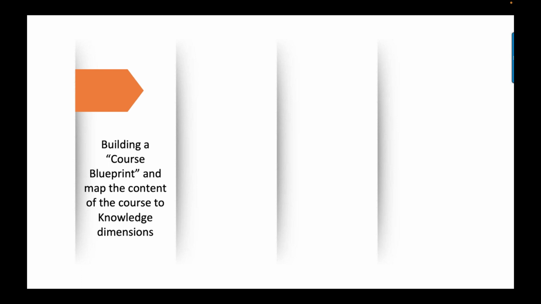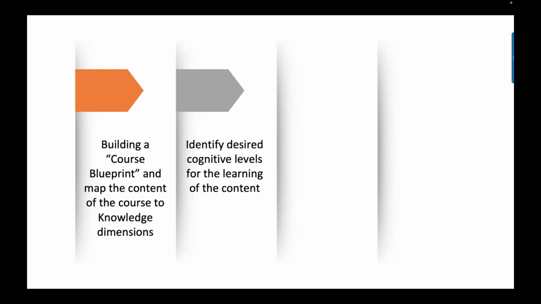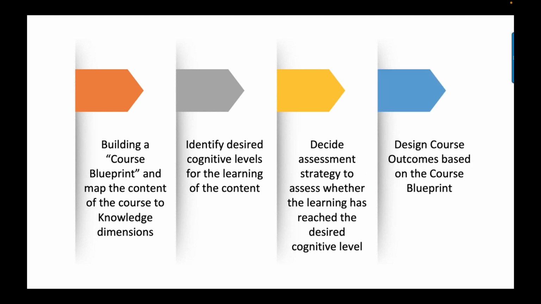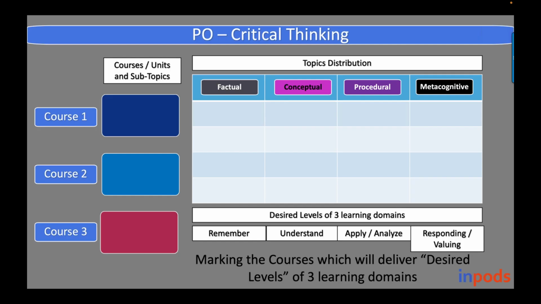So there are multiple courses, right, which are going to contribute to achieving the critical thinking PO. So we'll look at one course of that. We'll do the analysis of the content of that, and then we'll think about the outcomes to be designed and the questions to be designed for that. We have already identified the desired cognitive levels in the earlier steps, right? Then we'll decide the assessment strategy, and then we will design the course outcomes as a byproduct of this process.